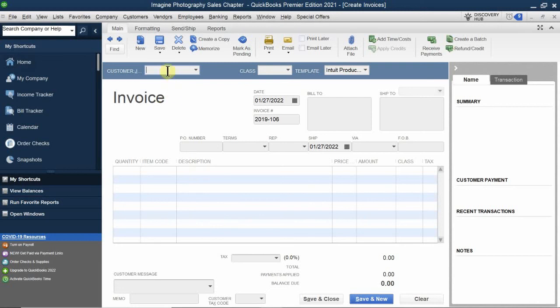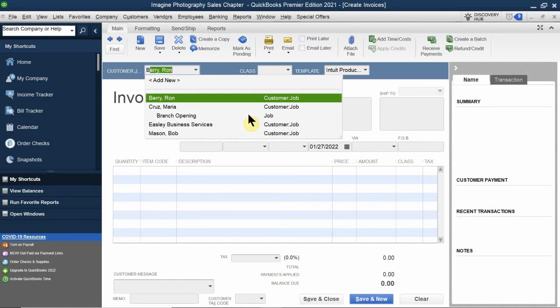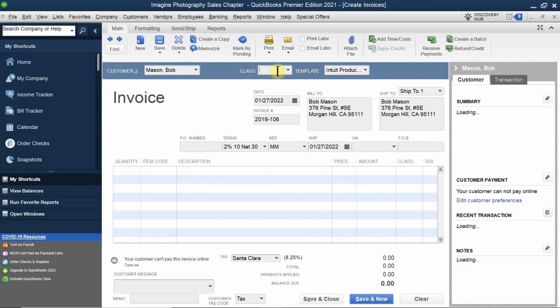All right, so who are we going to be invoicing today? We are going to be invoicing Mr. Bob Mason. He's from San Jose, and he decided to make a purchase from us on the 27th of January. So, Bob Mason, so I type in B-O-B. There it is, Bob Mason. Okay, he's from San Jose. Okay, he purchased on January 27th.